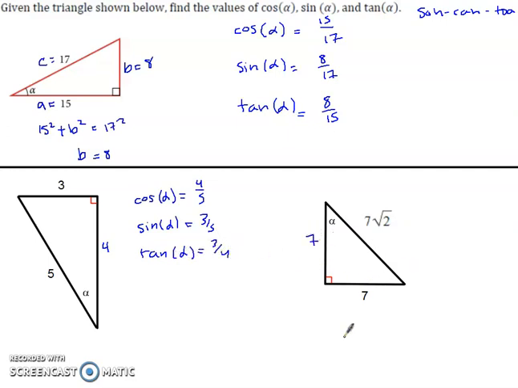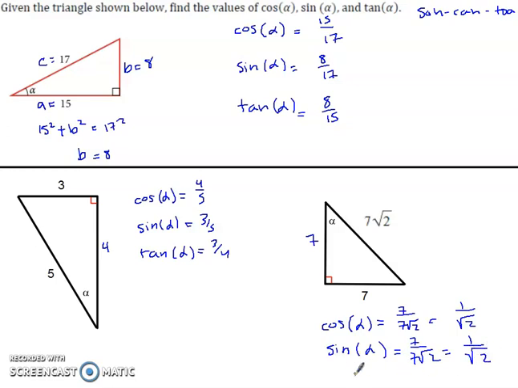Here our missing side is 7, so cosine of alpha would be adjacent over hypotenuse, so 7 over 7 square root 2, which I can reduce to 1 over rad 2. Sine of alpha will also be 7 over 7 rad 2, which reduces down to 1 over rad 2. And tangent of alpha would be 7 over 7, which simplifies to 1.